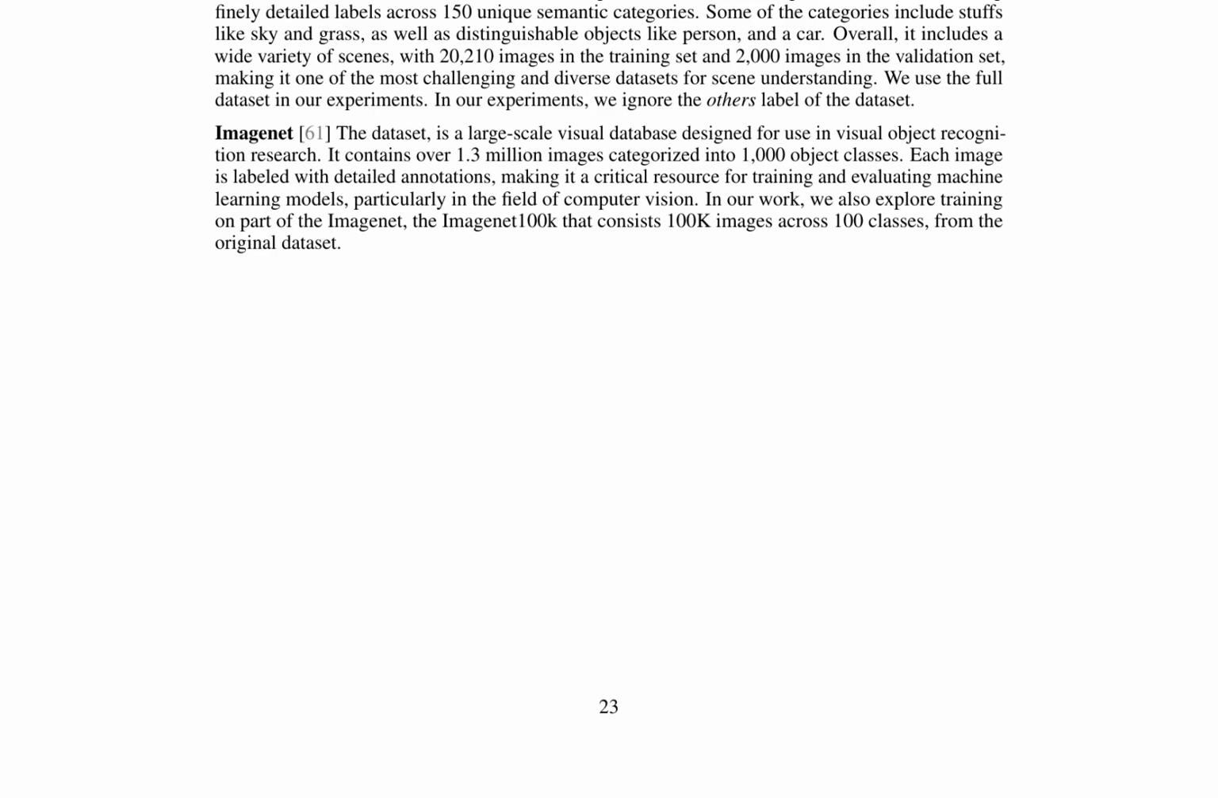Lastly, the authors describe the ImageNet dataset, a large-scale visual database designed for visual object recognition research, containing over 1.3 million images categorized into 1,000 object classes. They also explored training on part of the ImageNet, the ImageNet 100K, which consists of 100K images across 100 classes from the original dataset. These datasets are utilized in various experiments, including overclustering and linear segmentation, and the authors provide a detailed explanation of the preprocessing steps and modifications made to each dataset to suit their research requirements.